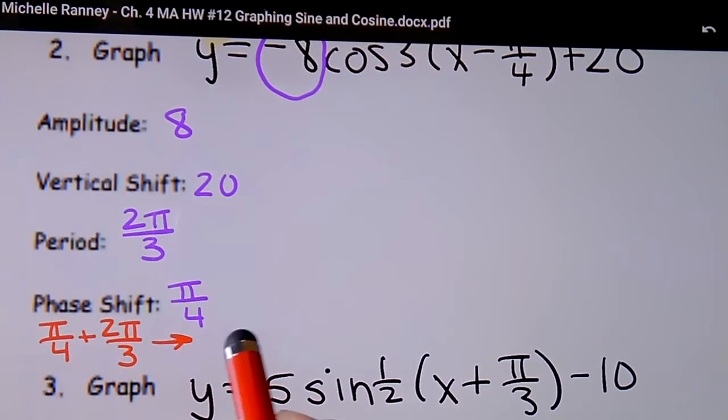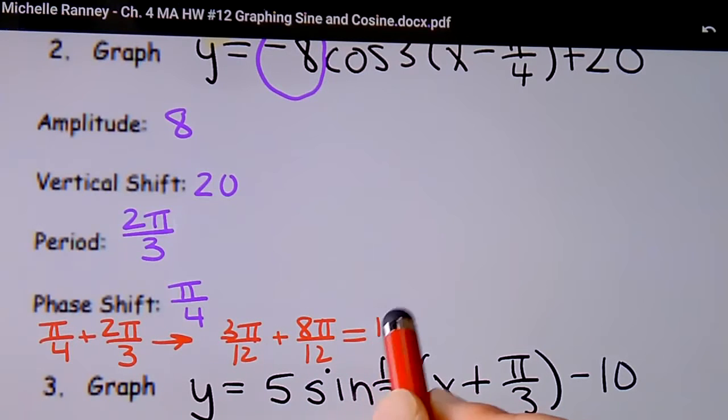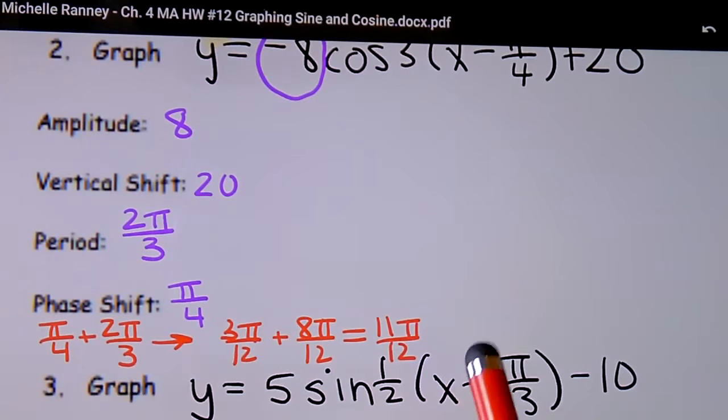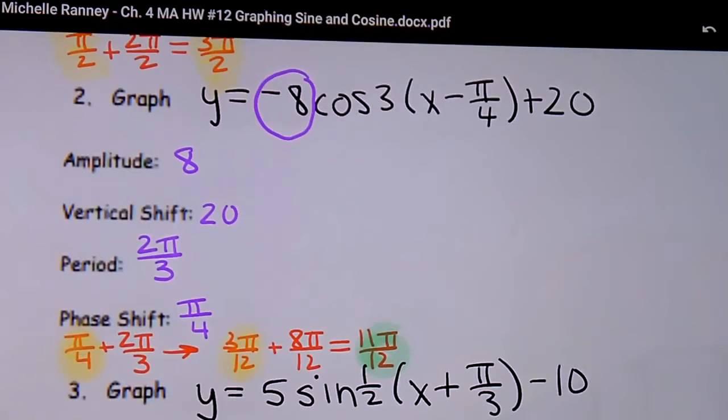So I'm going to get this to be 12. I'm going to multiply that by 3 top and bottom, so I get 3 pi twelfths. I'm going to multiply this by 4 top and bottom, so I get 8 pi twelfths. So I'm going to end at 11 pi twelfths. So I'm going to be starting at pi fourths or 3 pi twelfths because they're the same thing. And I'm going to be ending at 11 pi twelfths.